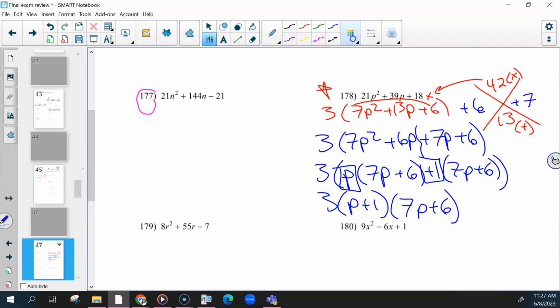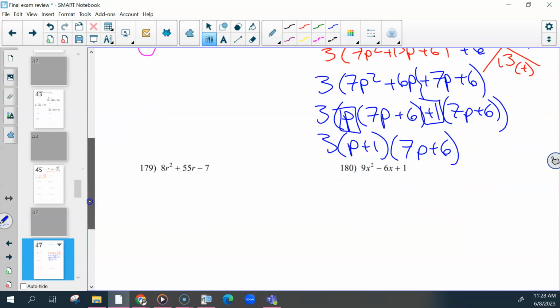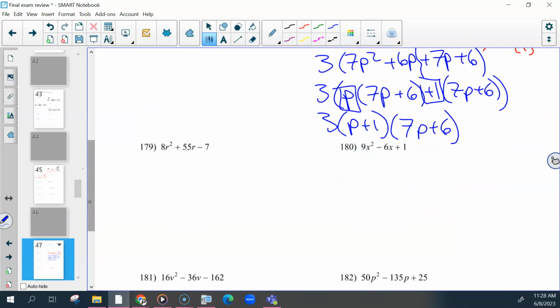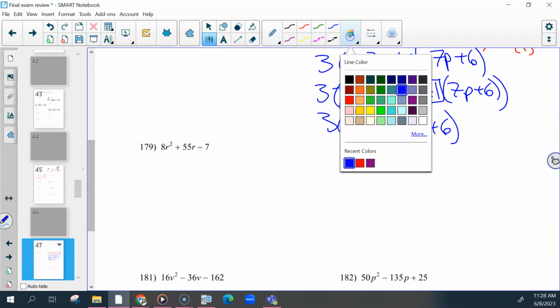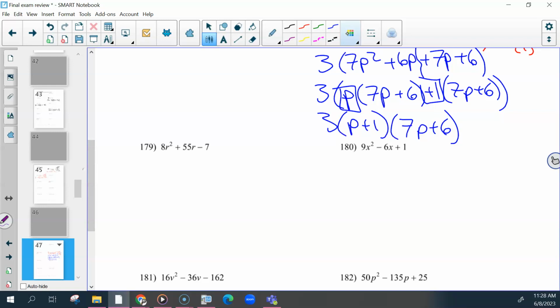Now the question for the next one. How do we connect? Same way, except it doesn't have a GCF. So look for a GCF. If it doesn't have one, you skip that first step and move on to the second. Multiply. You're looking for two numbers that multiply to be 9 but add to be negative 6.